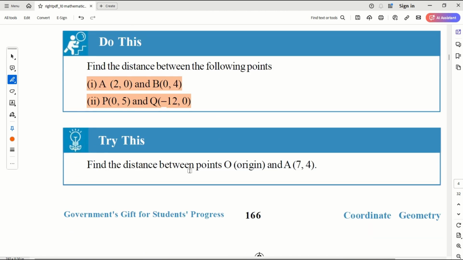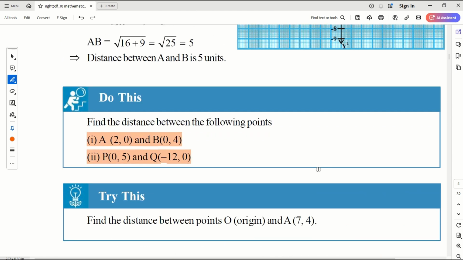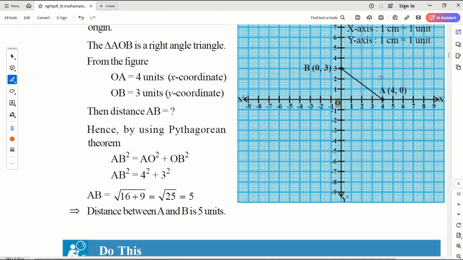Okay. Now similarly, find the distance between point O, that is the origin, and A. Now this is slightly different, but exactly the same problem. Let's say (7, 4) is here and the origin is here. How do you calculate the distance between these two? You drop a perpendicular line to the x-axis or y-axis, anything you can take. Then you again form a right angle triangle here, right? So height will be 7, base will be 4, correct?